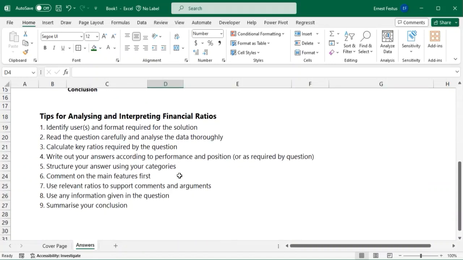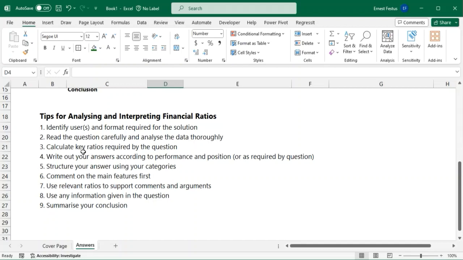So I have a few tips here to help you analyze and interpret financial ratios. The first one is, when you are given a question in the exam, you are supposed to identify the user or the users and the format required for the question. So who is the financial statement directed to? Who are you analyzing the financial statement for? The user of the financial statement is key when you want to analyze your financial statement, because that will help you to tailor the solution to the needs of that user.